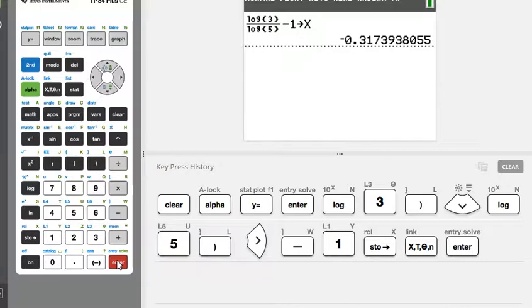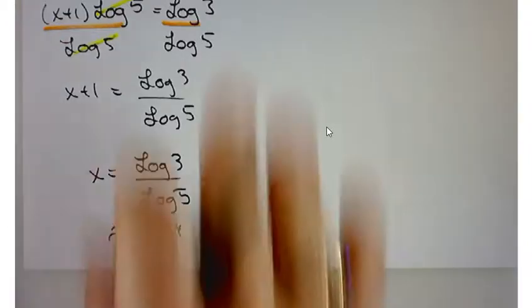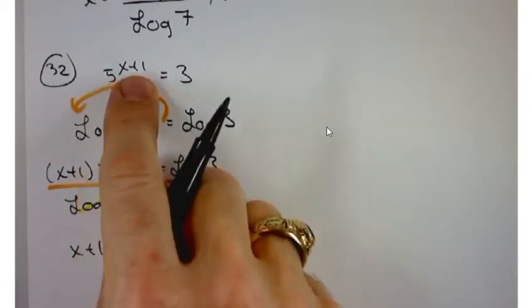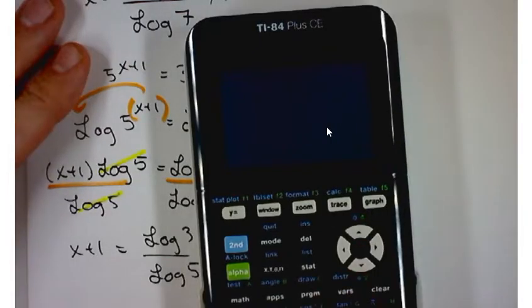How would I check it? What do you think I can do to double check my work here? Yeah, 5 to the x plus 1 power. So with that value of x, I can just type in my equation.